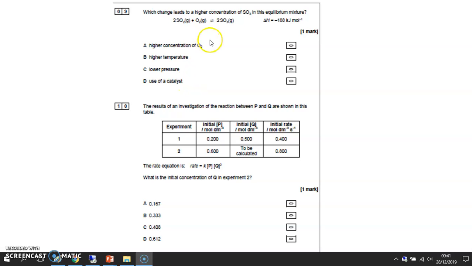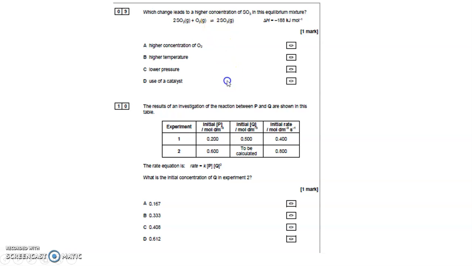Use of a catalyst, well, that doesn't change the equilibrium position at all. All it does is speed up the forward and backward reactions equally. So your answer is A.